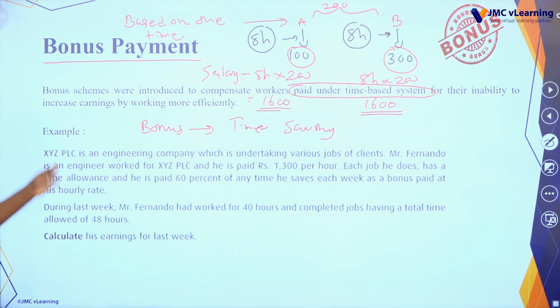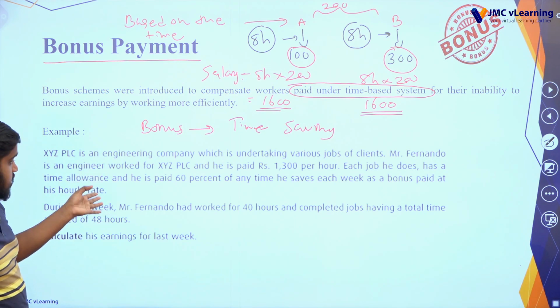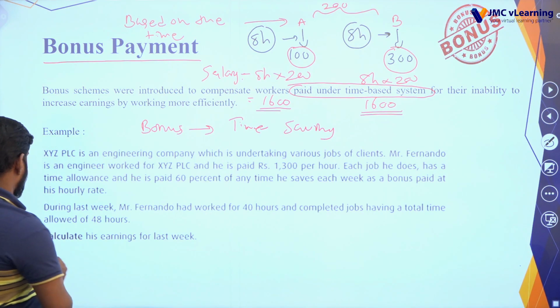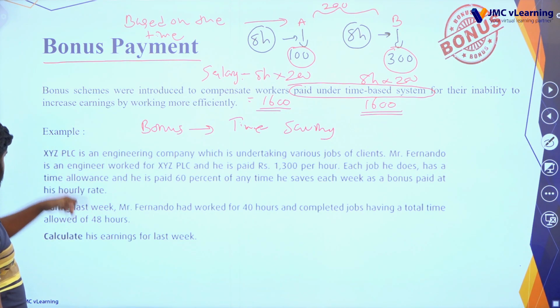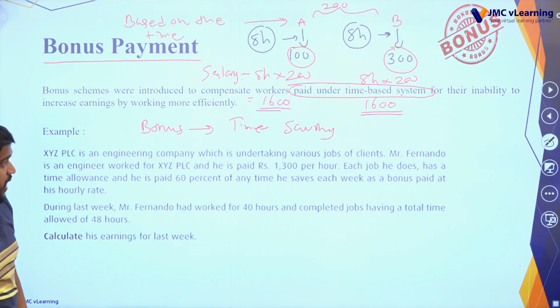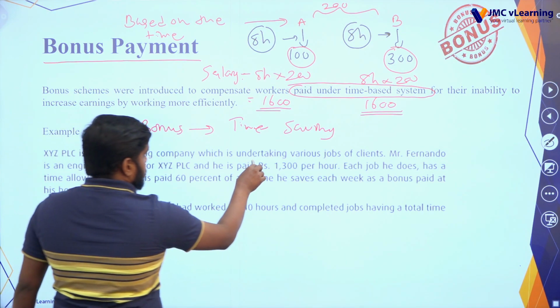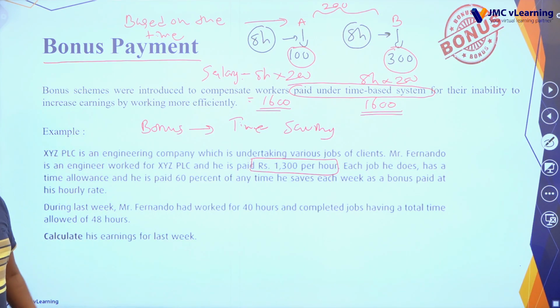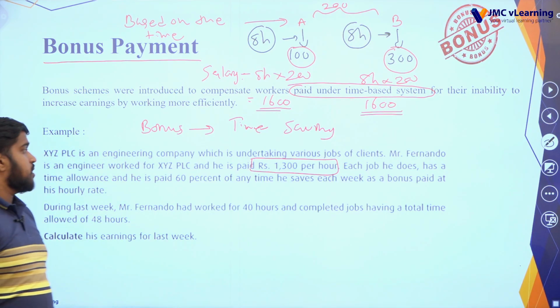Then we have an example. Using the example, I will explain how we can calculate time saving, and based on that, how we can calculate the bonus payment. They say XYZ PLC is an engineering company which is undertaking various jobs of clients. Mr. Fernando is an engineer working for XYZ PLC, and he is paid 1300 per hour.